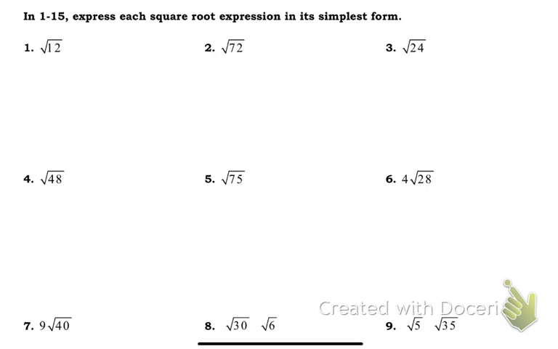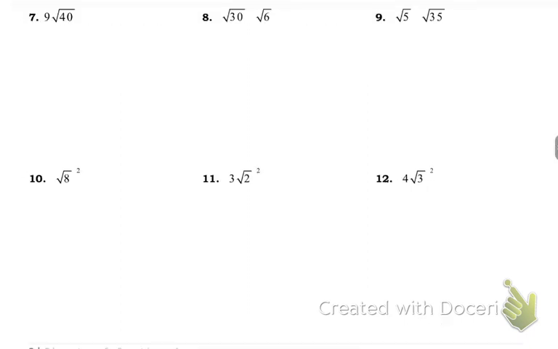Number 7 was 9 square root of 40. Looking at 40, it sure looks like 4 would go into that, right? So I could rewrite this as 9 times the square root of 4 times the square root of 10. And I know there's not a perfect square that goes into 10, so this is the biggest one. The square root of 4 is 2, so we'll have 9 times 2, square root of 10, which would be 18 square root of 10.